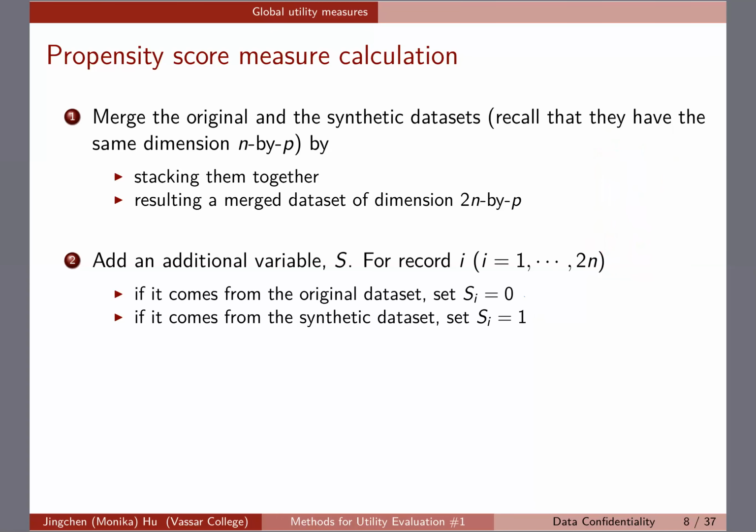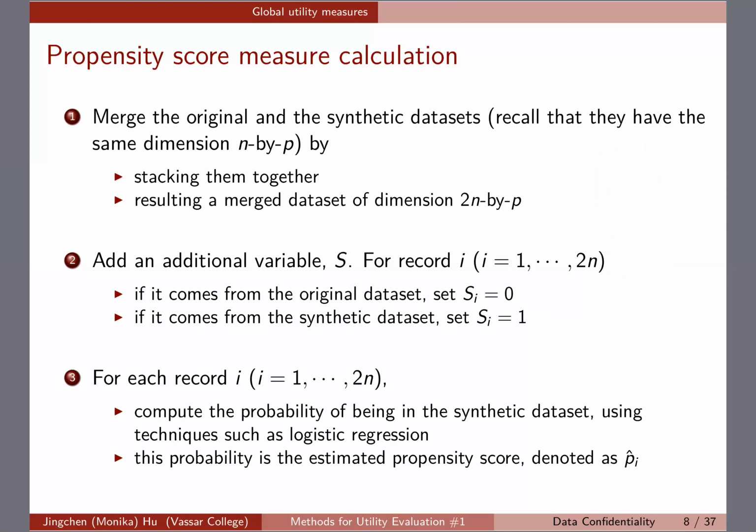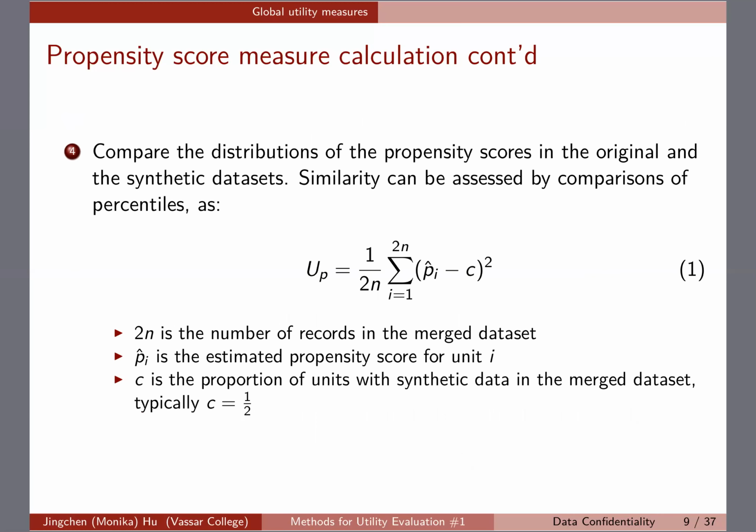Let's see what you can do. The third step is, for each record, so there are 2n records, keep in mind, we compute the probability of being in the synthetic data set. Notation-wise, we're using p hat for the estimated propensity score, which is the probability of being in the synthetic, like the probability of being in the intervention group. That's what it is in the literature. For the synthetic data utility measure, p hat is the estimated propensity score. From there, you can make predictions.